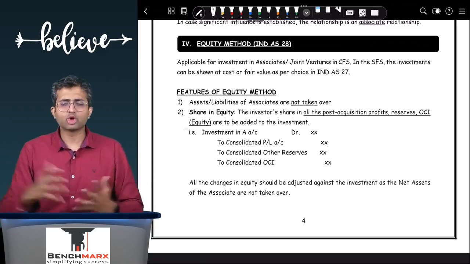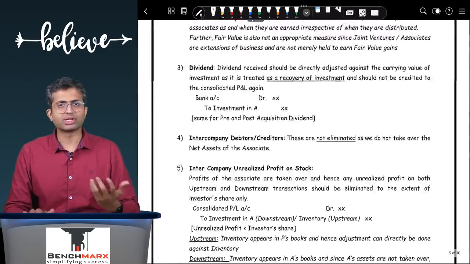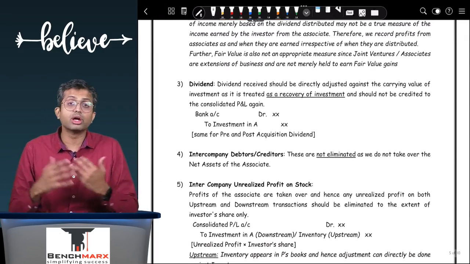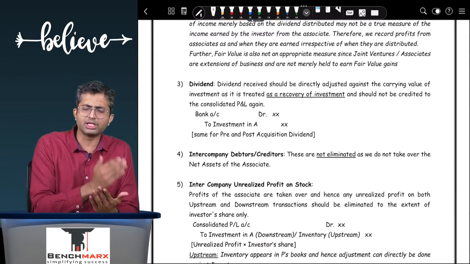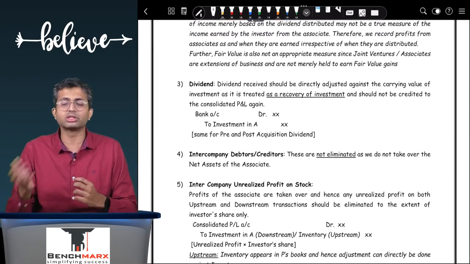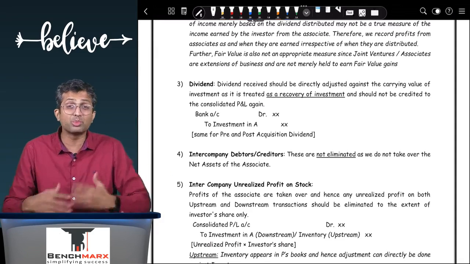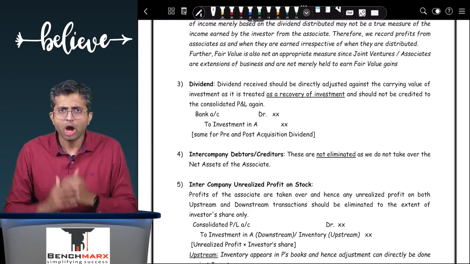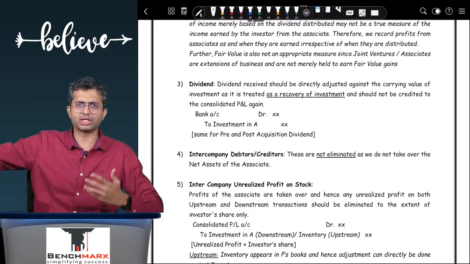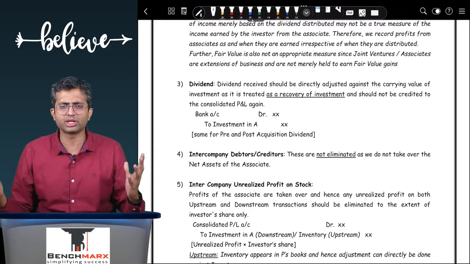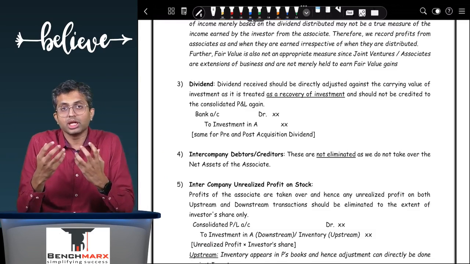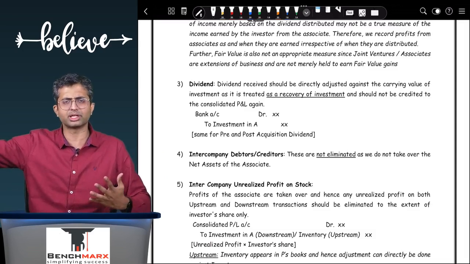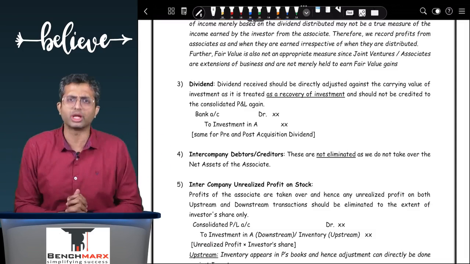Now, what about certain common consolidation adjustments, like for example intercompany debtors and creditors? Let us say in the books of the investor, the associate is a debtor. In the books of the associate, the investor is a creditor. Will we eliminate that? The answer is no, because you don't take over assets and liabilities. Over here, the associate is a separate legal entity. It is not like parent and subsidiary treated as one, and hence you are showing investment in associate as a separate line item. Associate is a separate legal entity. In parent and subsidiary, they are treated as one.